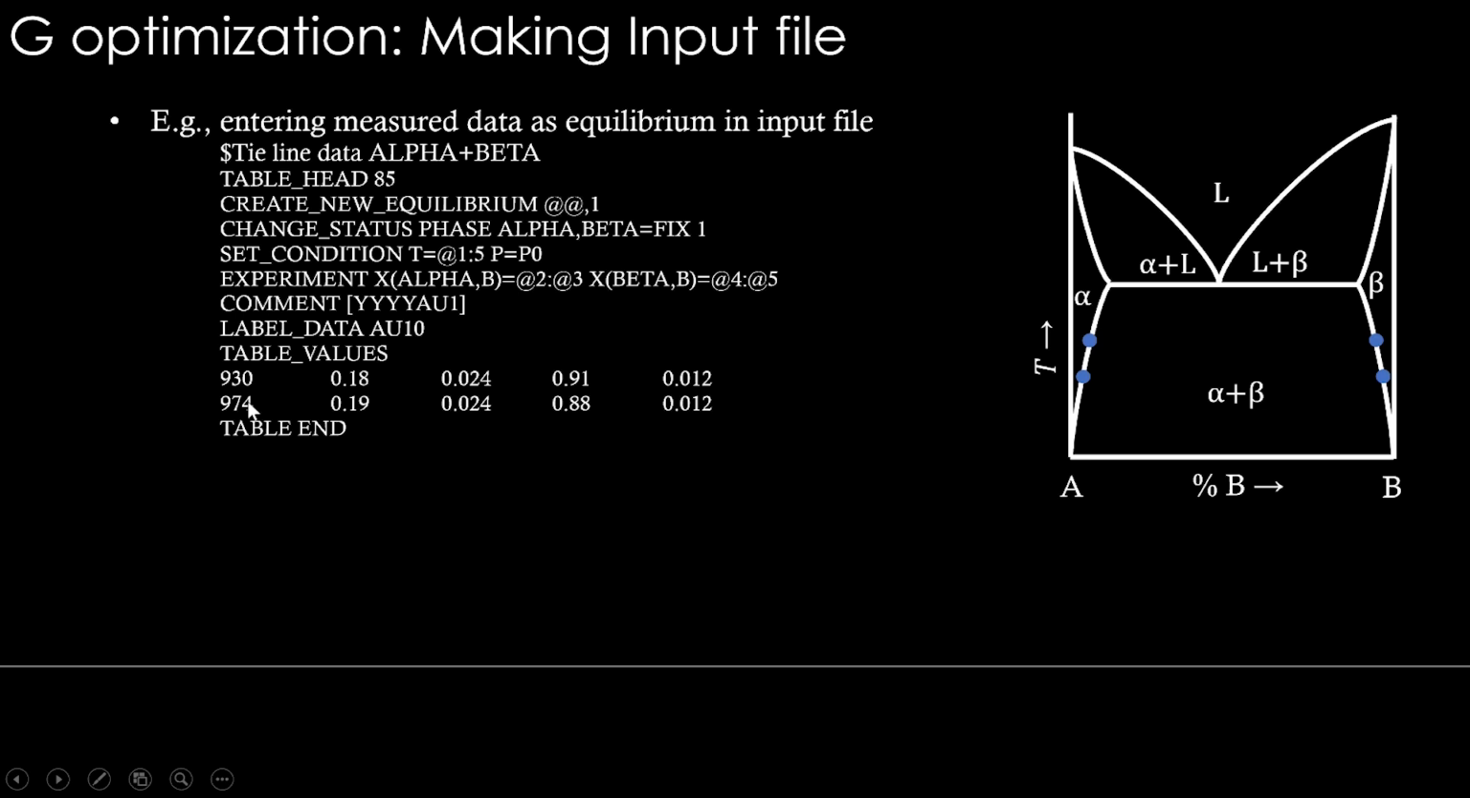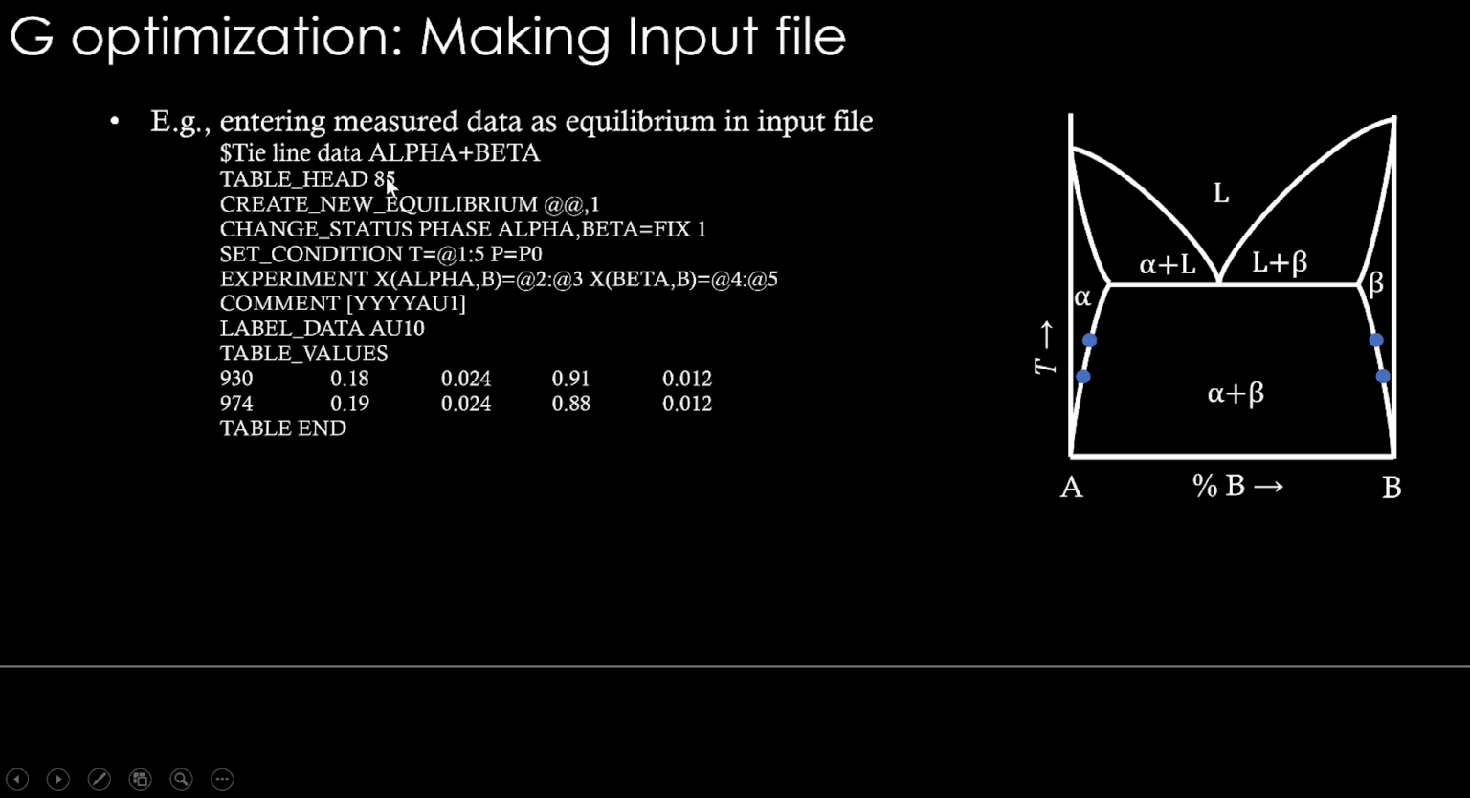So if we want to enter this data in some table form, we have to start with saying that the table head, some number we have to assign for that, so that this can be used to call this particular data. So table head is given in the top and table end in the bottom. This is important to start entering any data, and within that create new equilibrium @1. So this @ will take up some numbers.